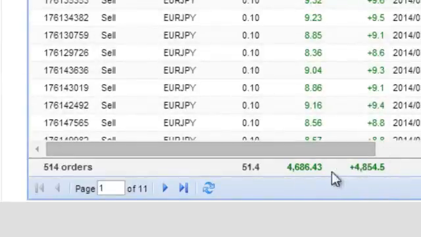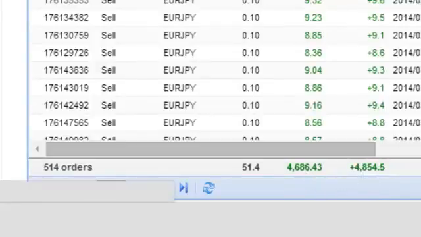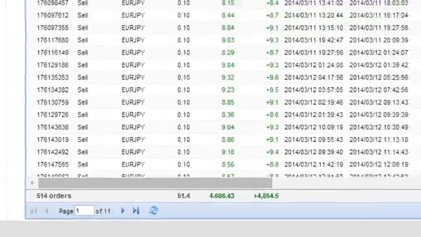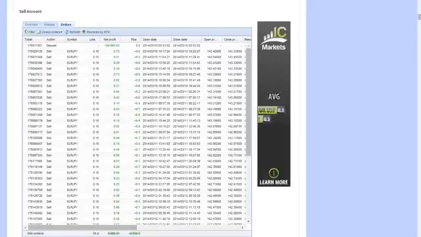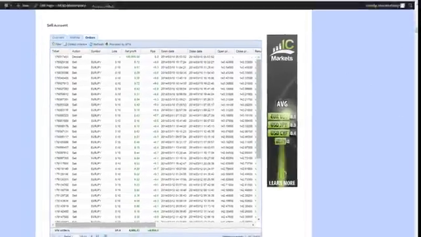The pips are slightly higher than the dollars. So that's how you find out the history of the trading that's happened. You look at the closed orders and the open orders. So let's go and look at a summary of those results.